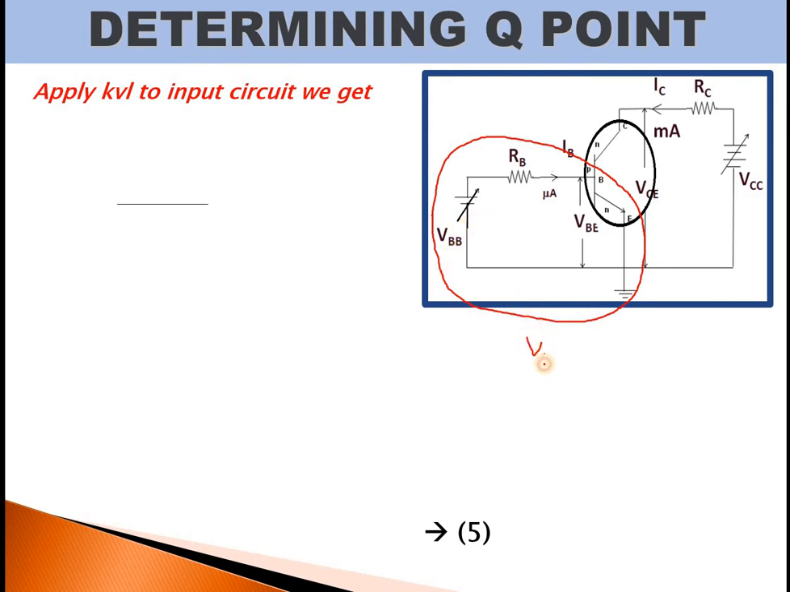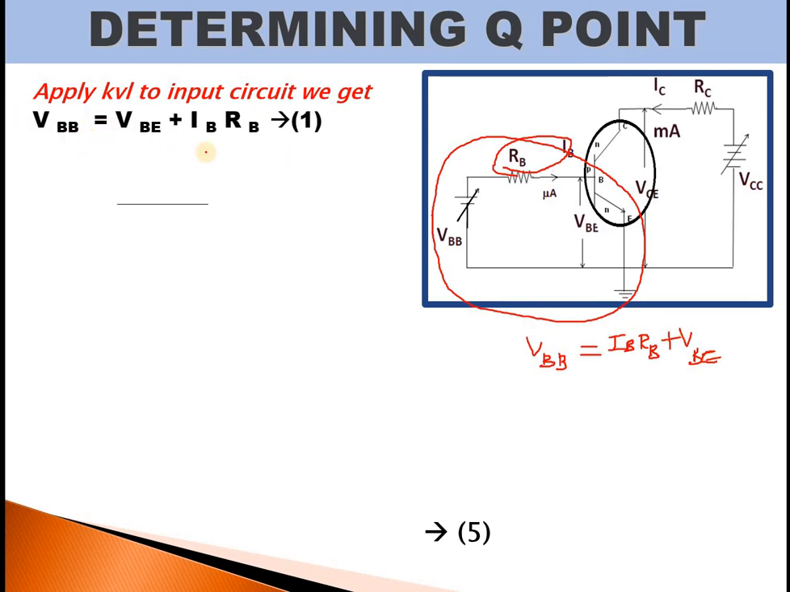So, I should write it as the algebraic sum of the potential rises is equal to the algebraic sum of the potential drops. VBB is equal to one potential drop, that is IB RB, plus, algebraic sum means plus, another voltage drop, that is VBE. Now I will show it here. So this is what I have written here.